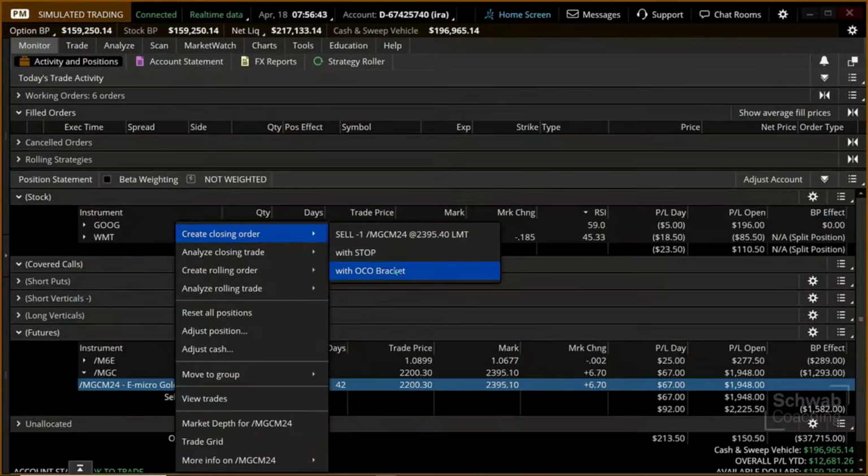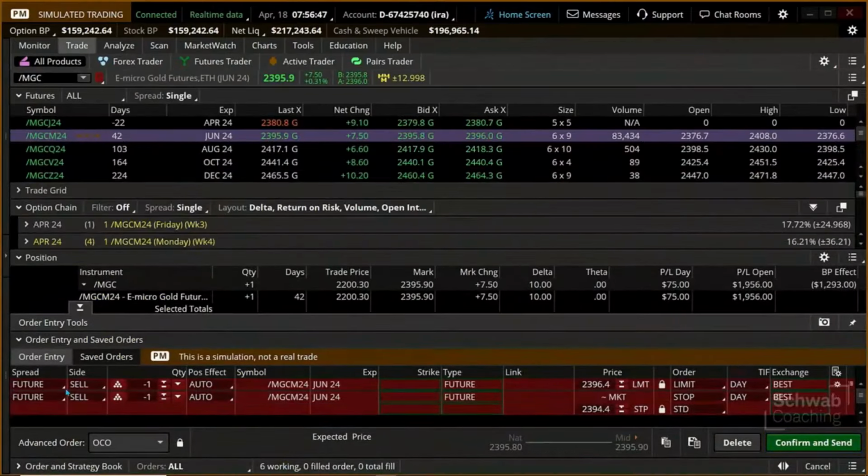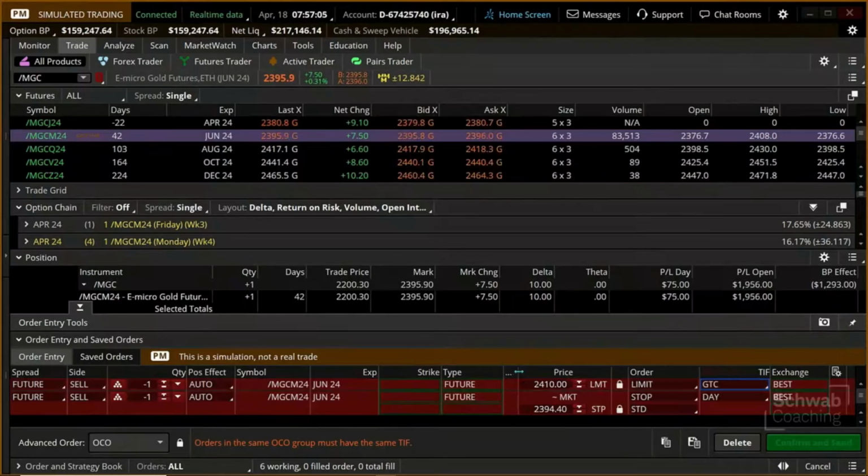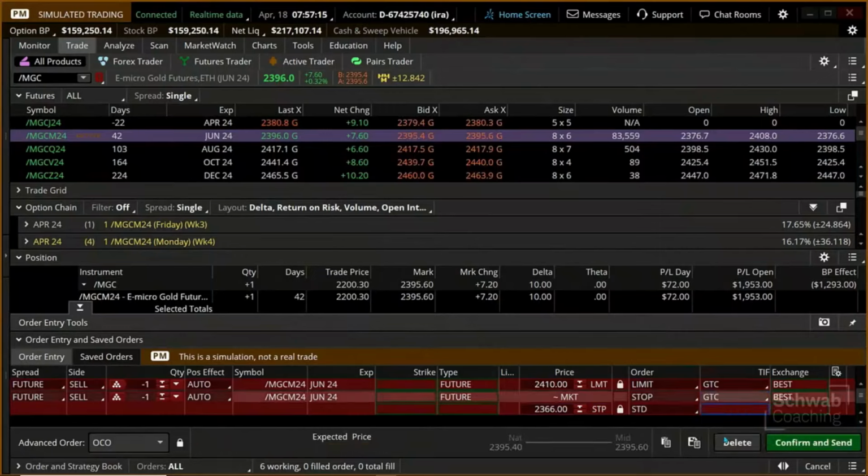What we're now going to do is select the OCO bracket. By the way, this is the same way if we had an option or stock. The first line is going to be the target. How do we know it's the target? Well, because it's the limit price. We're going to put that limit, the target, at 2410, and make that good till canceled. Now, when we take a look at the stop, we already made mention of that. Where's the stop price? We're going to put it right at 2366, GTC right there.